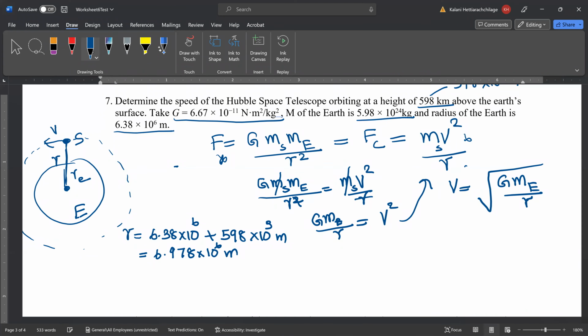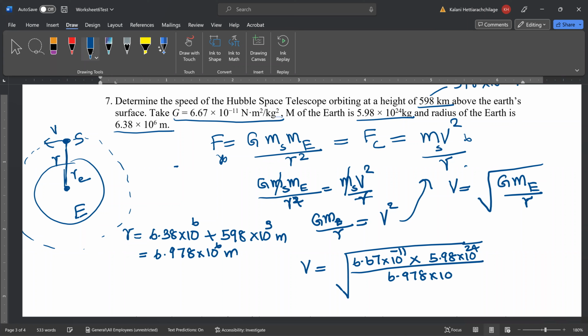And then I know that I will be able to calculate velocity by taking the root of GM. G is 6.67 times 10 to the negative 11. Since I am using SI units, I'm not going to write them inside. I know that I will get velocity in meters per second. Now M Earth, again I need it in kilograms, so that is 5.98 times 10 to the power 24. That's the mass of the Earth. And divide by the R I just calculated, 6.978 times 10 to the power 6. After you do the calculation, make sure that you take the square root of that, then you're going to get the value. I have 7.56 times 10 to the power 3 meters per second as the velocity.